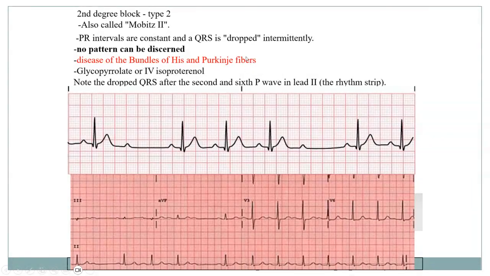So this is not a disease of the atrioventricular node as in the type we just talked about. This is a disease of the bundle of His and Purkinje fibers, and even the treatment is different: glycopyrrolate or intravenous isoproterenol. Note the dropped QRS after the second P wave in lead 2. First, second, dropped, third, fourth, fifth, and the sixth.